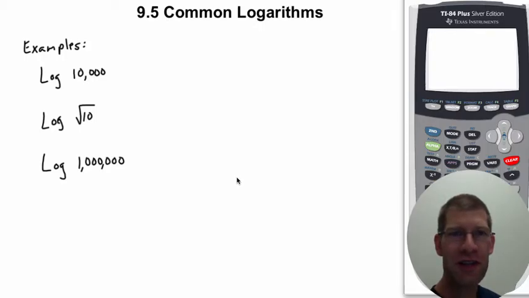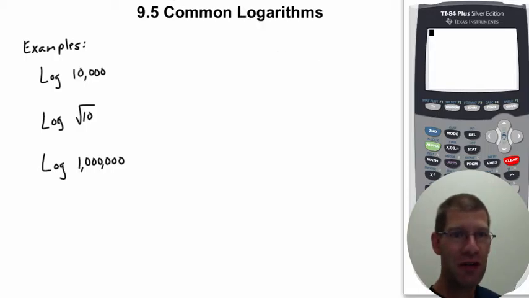Hi, here to do the notes on Chapter 9, Section 5, Common Logarithms. In the book, this actually comes before the last section that I did, Chapter 9, Section 7, which is logs to bases other than 10. So I'd encourage you to check those notes out before this. It'll help make this make more sense.